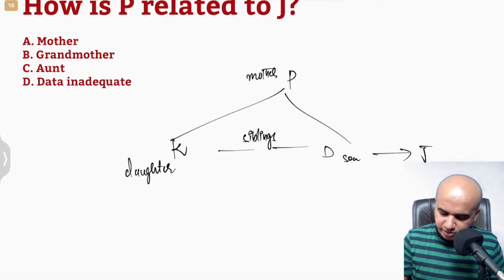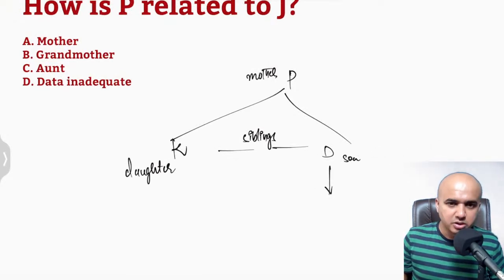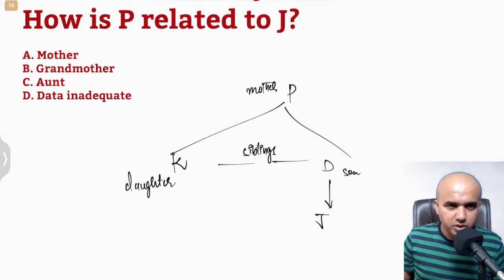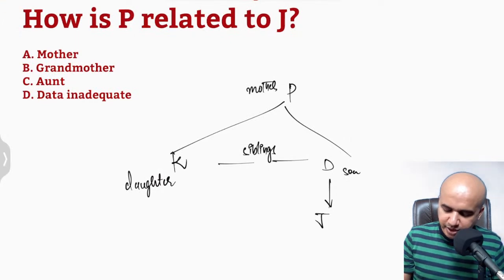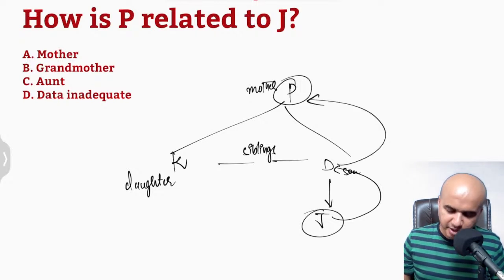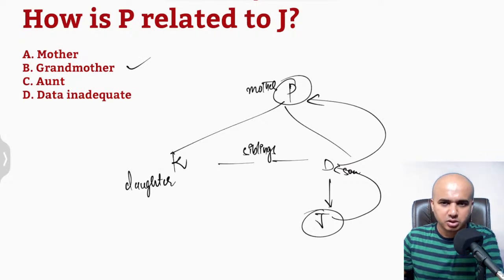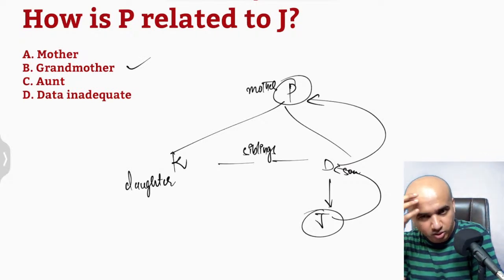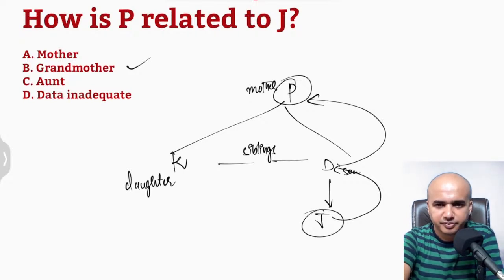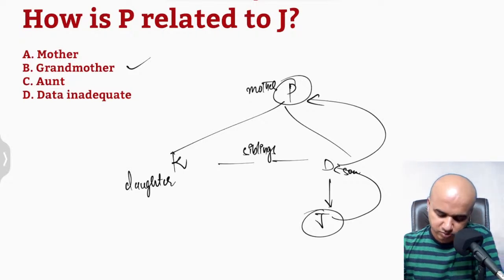Now, let me write it down. It's easier to understand the family tree. So now the question is, how is P related to J? J's father is D, D's mother is P. That means grandmother. That's all. So grandmother of J is P. Let's move on.